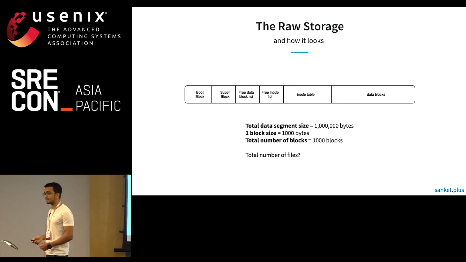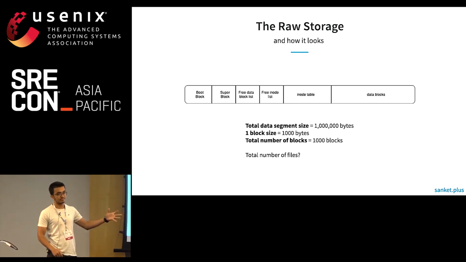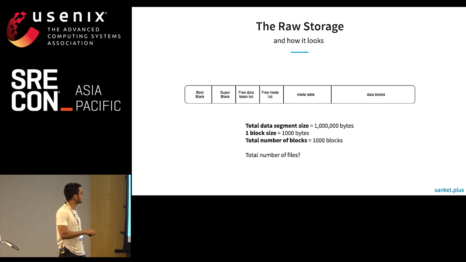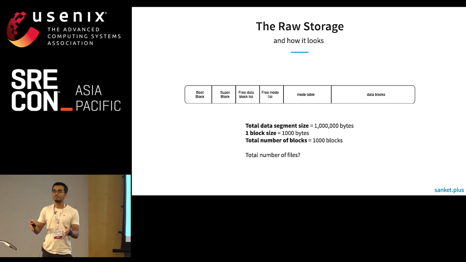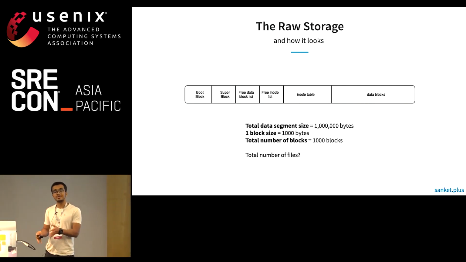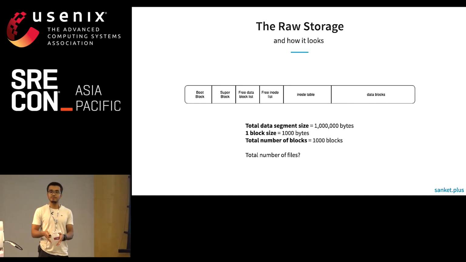Well, the answer is: it depends. Depends on what? The inode table. Even if you have 1,000 blocks, this is a fixed-size structure, as we said in the beginning. This is a structure defined over raw storage space. So the inode table is a fixed structure, and it may not have space for 1,000 inodes. So it really depends: if you have fewer than 1,000 inodes, you cannot create 1,000 files.